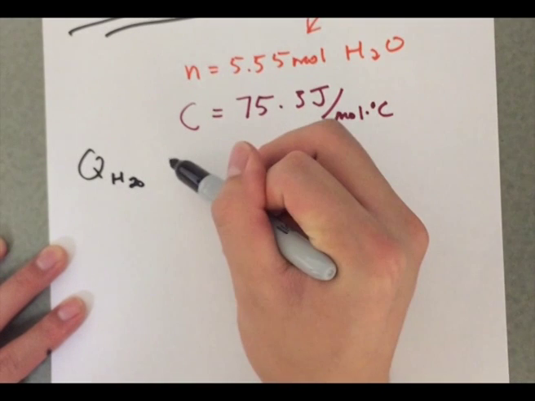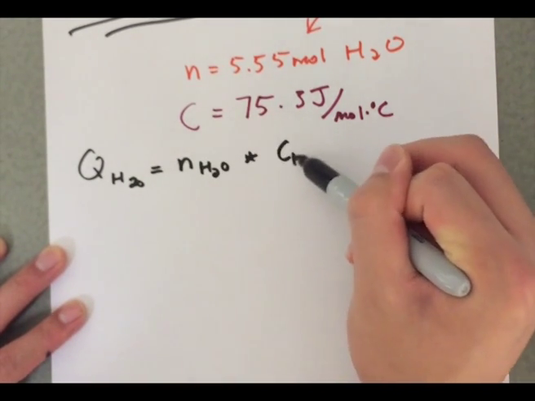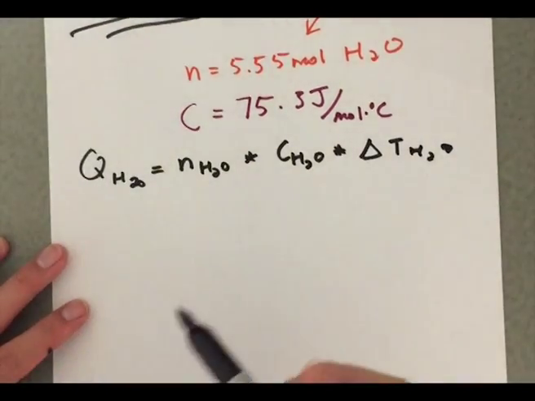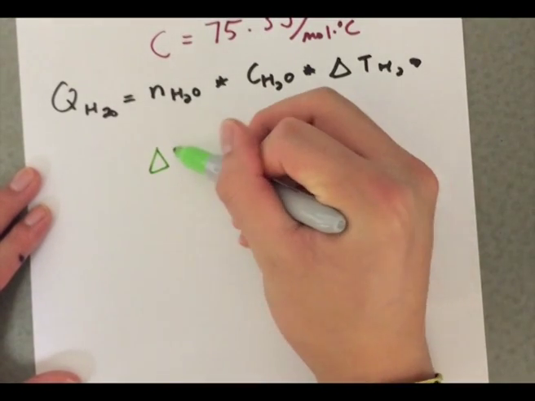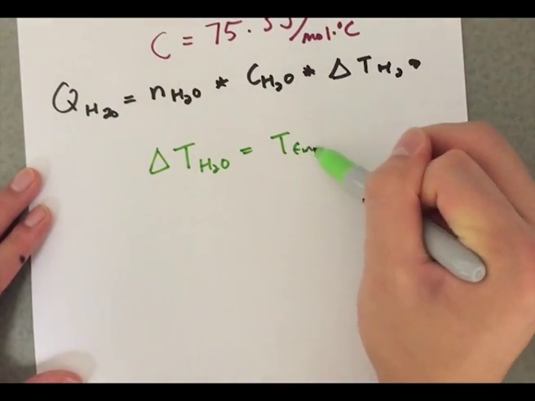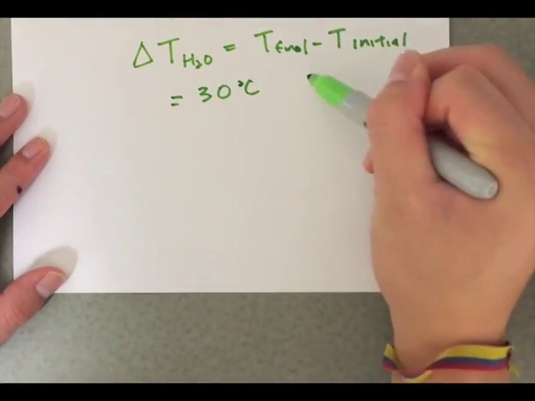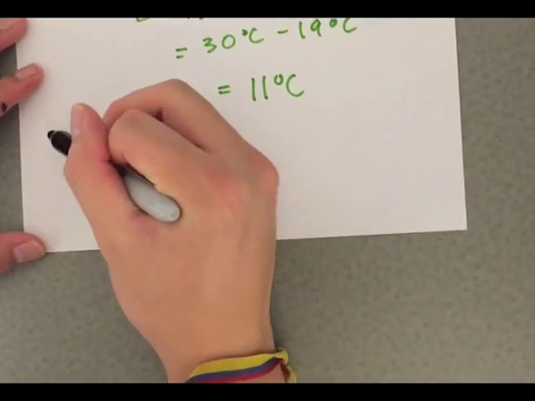Now we just have to input the values in the equation Q of water equals N of water multiplied by C of water multiplied by delta T of water. Delta T of water equals the final T subtracted by the initial T, and the initial temperature is 19 degrees Celsius and the final temperature is 30 degrees Celsius. So delta T equals 11 degrees Celsius.